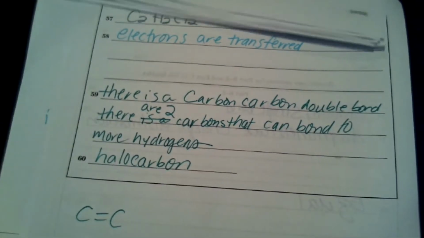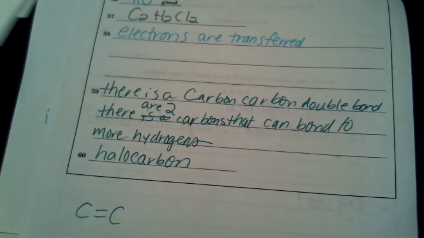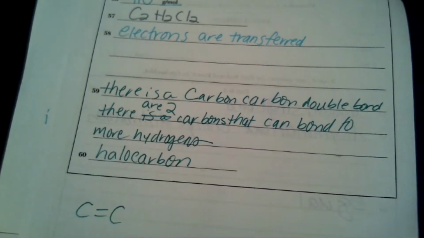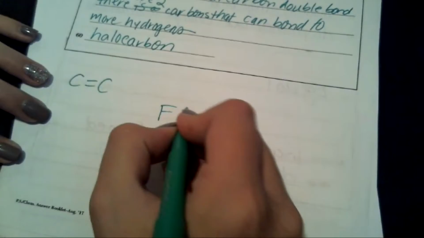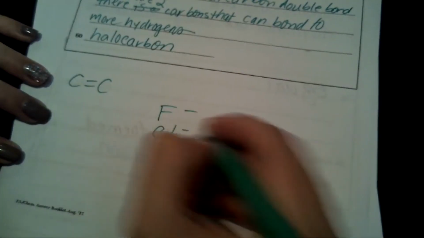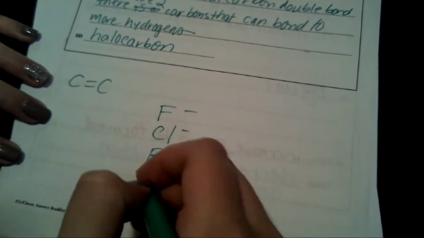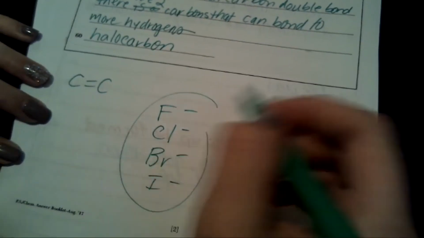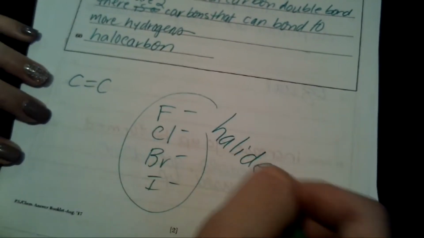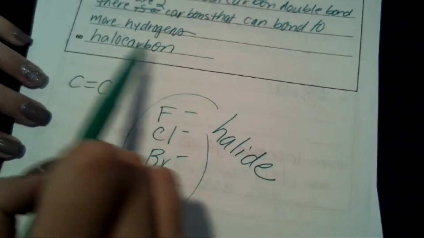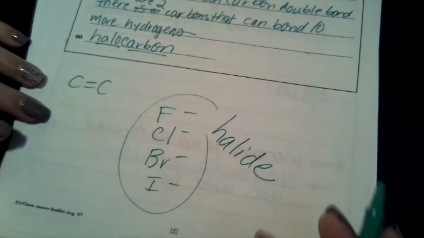All right. Can you put halide also? No, halide is the ions. That would be F minus, Cl minus, Br minus, I minus. These are halides. It is a halocarbon because it's a halogen plus the carbon molecule.